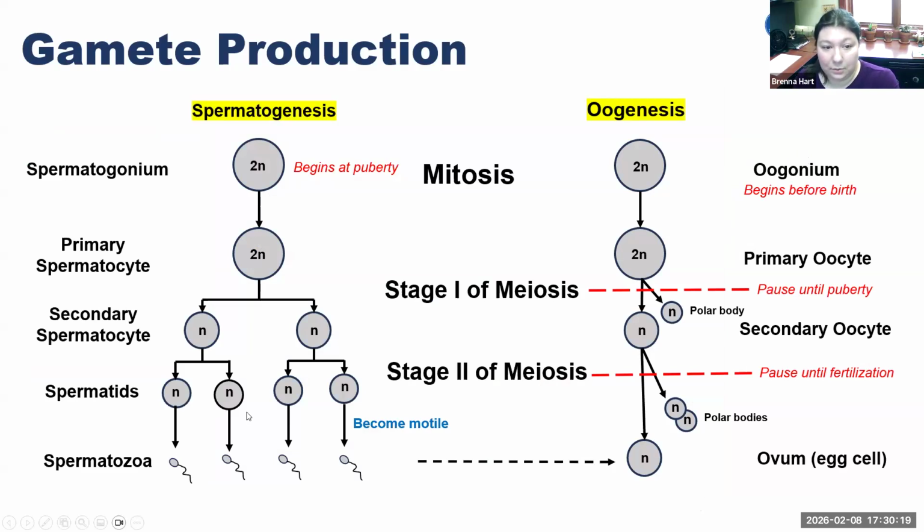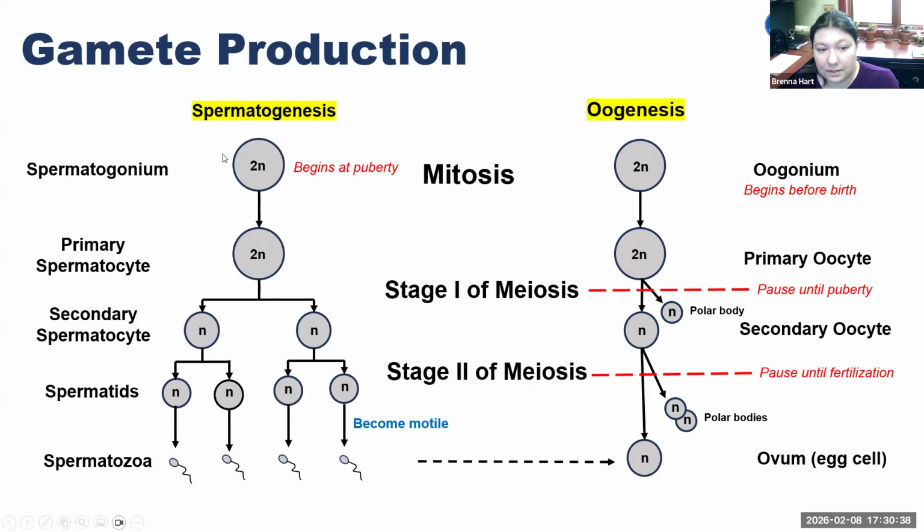Now, spermatogenesis is a continuous cycle. This will keep going all day, every day until death. And with oogenesis, this is only a once-a-month thing. And then, of course, we also have it stopping at menopause. So it is not a for-life kind of process.